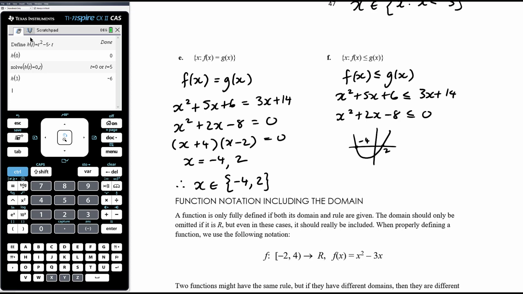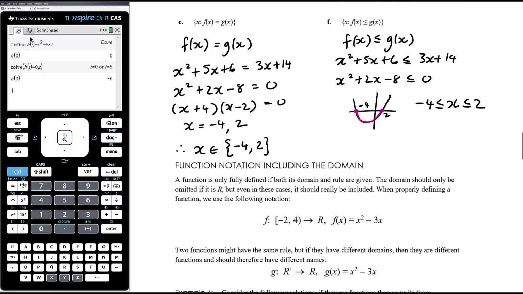So it is less than or equal to 0 between and including those values. Okay, when x is between -4 and 2 inclusive. So therefore x is an element of the interval from -4 to 2.